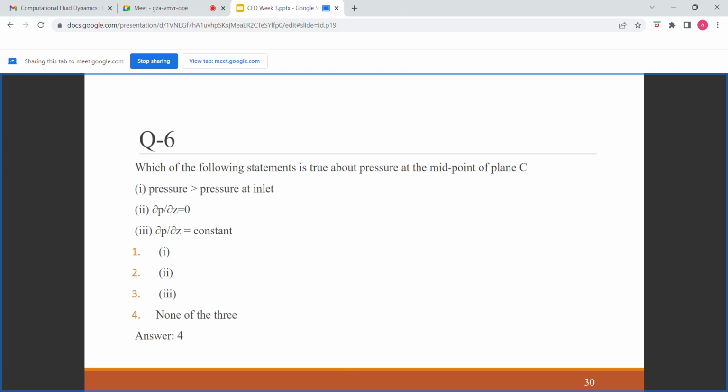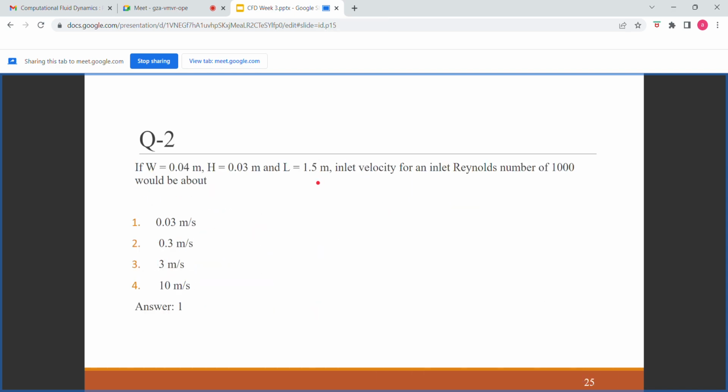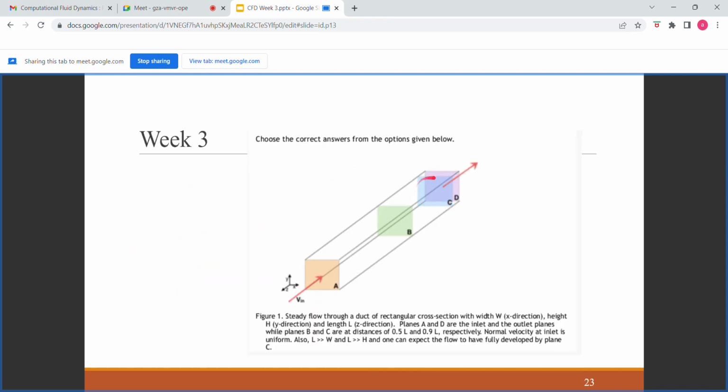In question 6, it is given: which of the following statements is true about pressure at the midpoint of plane C? Pressure is greater than pressure at the inlet. Option 1. ∂P/∂Z is equal to 0. ∂P/∂Z is equal to constant. So, the pressure at the midpoint of plane C. This is plane C where the flow is almost fully developed.